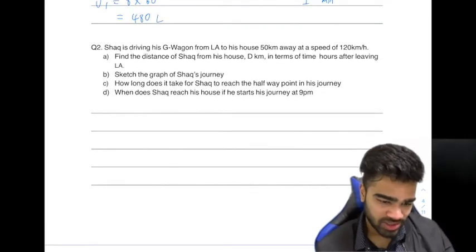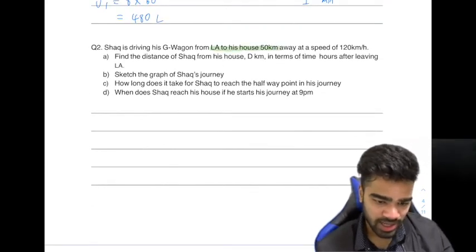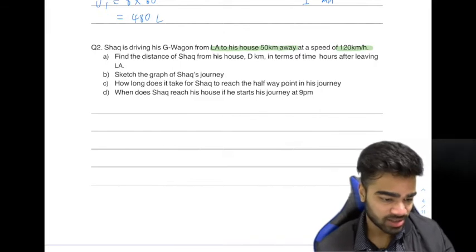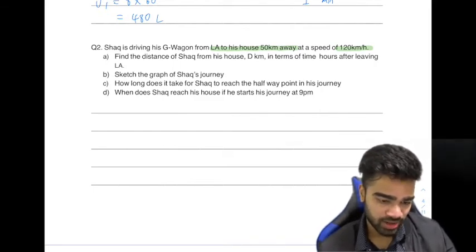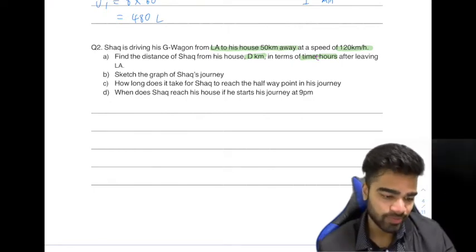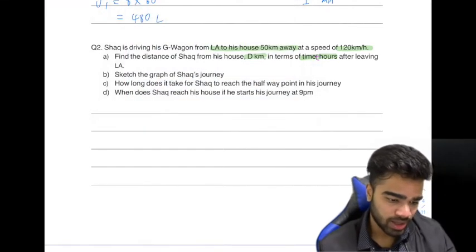Shaq is driving his G-Wagon from LA to his house, which is 50 kilometers away. The speed that he's going is 120 kilometers per hour. Wow, Shaq is going really fast. He loves sending it. All right. It says find the distance of Shaq from his house d kilometers in terms of time, t hours. It should say t hours. My bad. My apologies. Time t hours after leaving. Okay. Let's do this question.